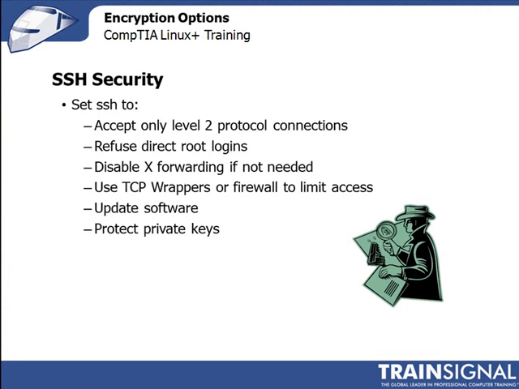Though SSH is a program intended to enhance secure communications, there are things that you can do to configure it to be its most secure. First, you should set it to accept only Level 2 protocol connections and also refuse direct root logins. Again, Level 1 has been compromised, and forcing 2 logins adds an extra layer of security. So requiring a regular user login and then root login just requires an intruder to have an additional piece of information. The next thing that you should do is disable X forwarding if you don't need it.